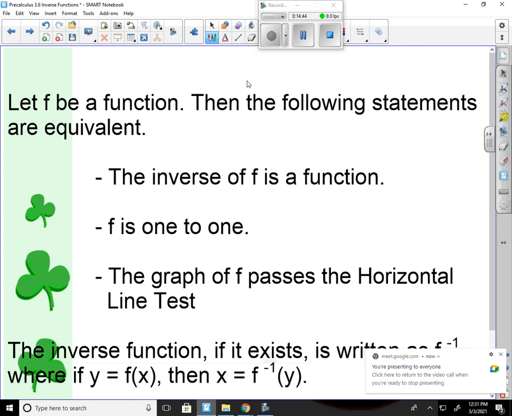Okay, that is it for today. I'm going to give you some homework problems on this, both finding the inverse and having you graph some stuff and saying whether it's 1-to-1. We'll pick up here tomorrow.